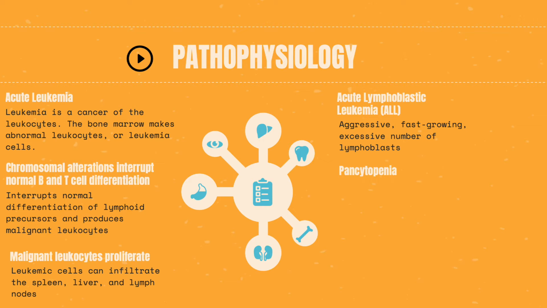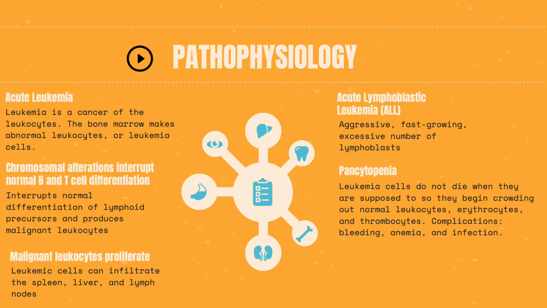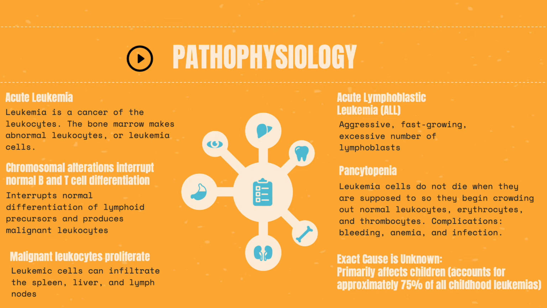These malignant leukocytes then proliferate and cause a complication known as pancytopenia. So this is when leukemia cells do not die when they're supposed to, so they begin to crowd out the normal leukocytes, erythrocytes, and thrombocytes, leading to complications of bleeding, anemia, and infection, because those are the normal functions and preventions of healthy cells. And then these malignant leukocytes can proliferate and spread into the spleen, liver, and lymph nodes. The exact cause is unknown, but it primarily affects children and accounts for approximately 75% of all childhood leukemias.